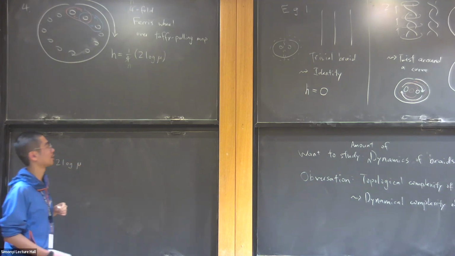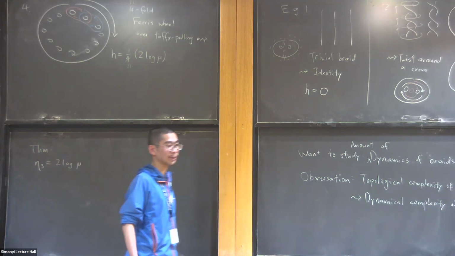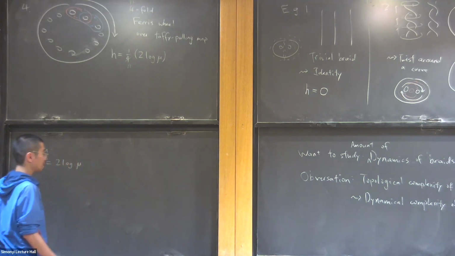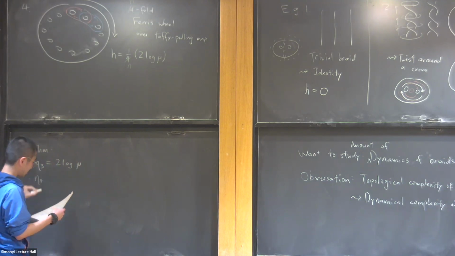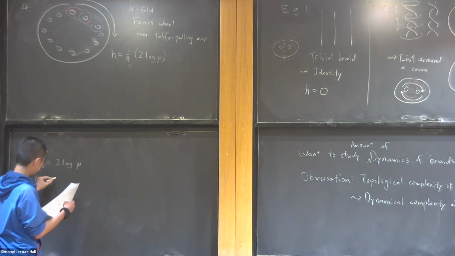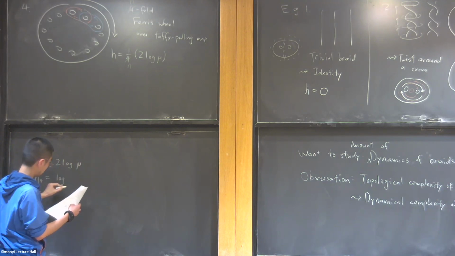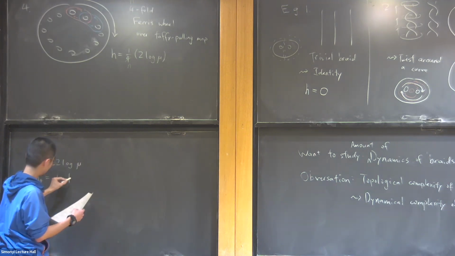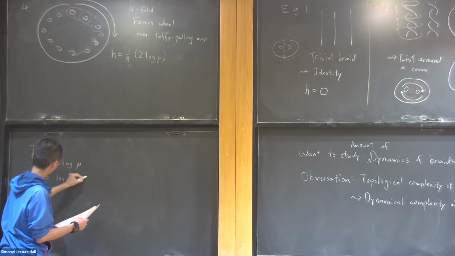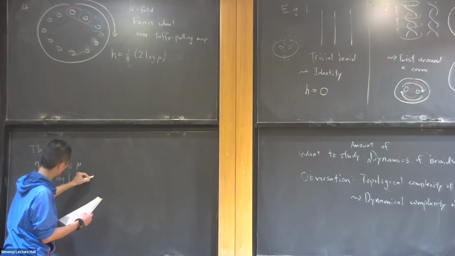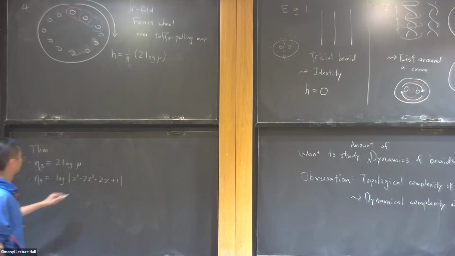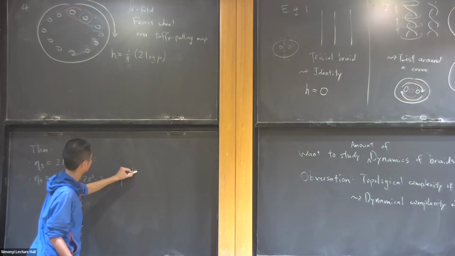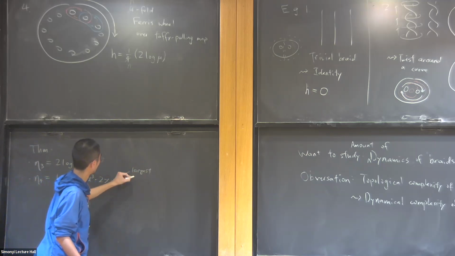Okay, so, unsurprisingly, for a 3-strand braid, it turns out the taffy pulling map gives you the minimum entropy. The result is classical for 4-strand braids. It turns out this is the log of the largest real root of the following polynomial. So this means the largest real root of this polynomial.